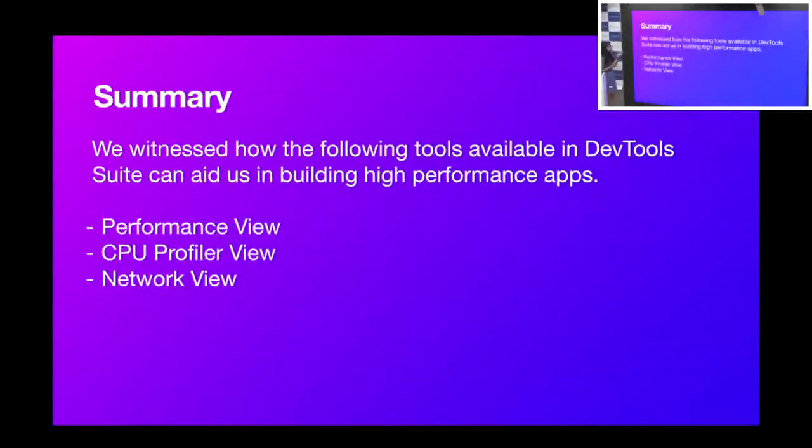So we witnessed how these tools can help us: reduce jank in the case of performance view. For the CPU profiler, we saw how it helps us understand the CPU usage of our app at a function level. And for network view, we saw how it helps us understand what APIs are being called, how many times they are being called, whether we have written poor code which is resulting in more API calls, and whether we can improve on that. All these things you can do with network view.